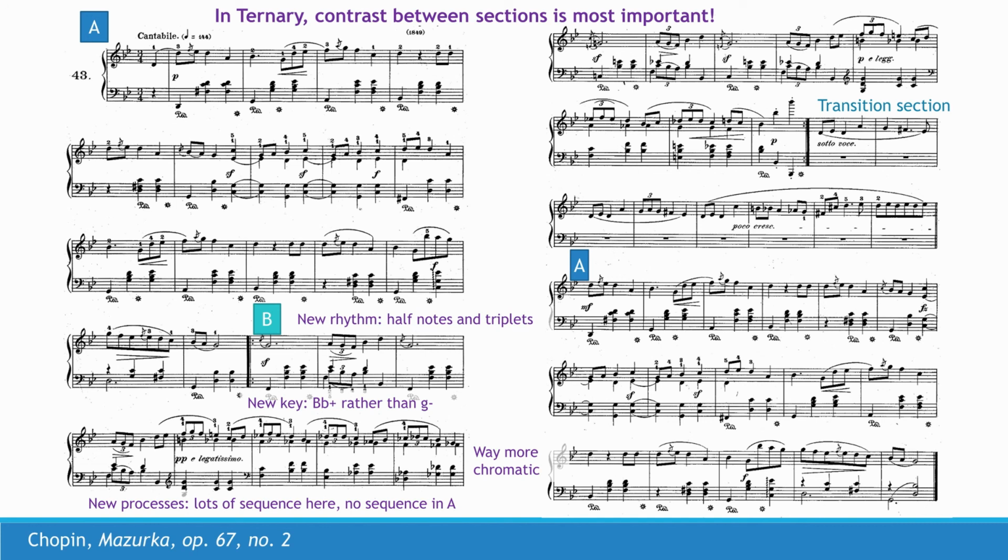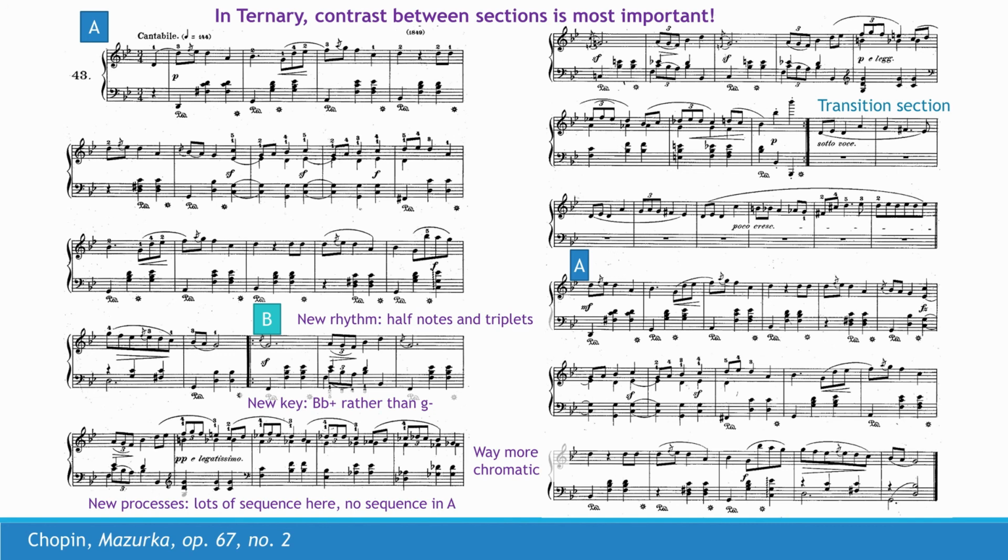There's a ton of sequence happening in that chromatic bit that's just above the word sequence. But there's no sequences really in the A section. There's some repetition, but there's not really any repetition plus transposition. And then lastly, our B section is way more chromatic. If you take a look at the 4 bars just before the words way more chromatic there, you can see that he's actually cycling through a number of different keys here. And they're not closely related keys, even remotely, to our home key. This is quite different from our A section, which was pretty firmly in our home key.